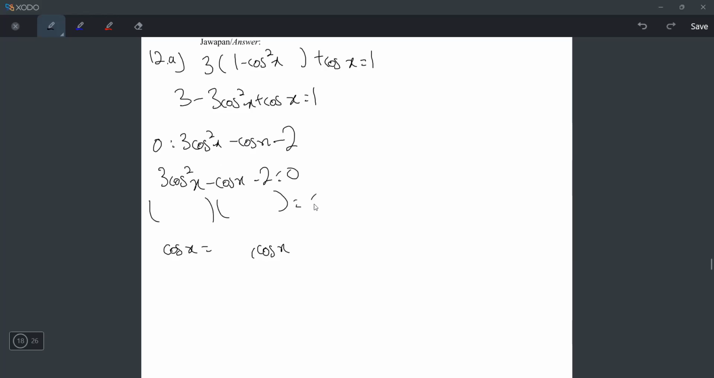But when I press, I have to press mod and then EQ degree 2. The a is 3, the b is -1, the c is -2. So I get 1 and -2 over 3. So it means here I have to write cos x minus 1, and here I have to write cos x plus 2 over 3. But for the over 3, I have to start the point.